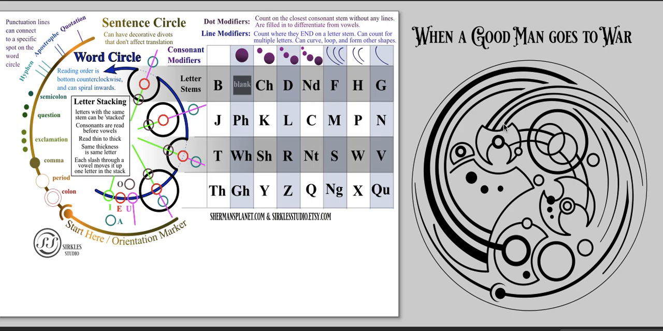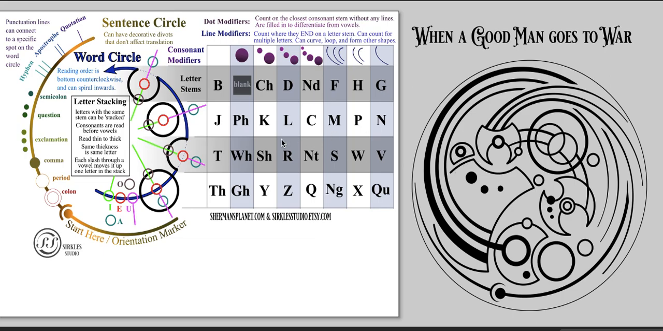And then our next word here, we start with this deep divot with one line. So that's another G, just like that G. Except there's only one O on this word. So G-O. And then we have this vowel on the line of the word circle. So that would make it an E. And then we have a shallow divot with 1, 2, 3 lines on it. So that makes it an S. So that would be goes.